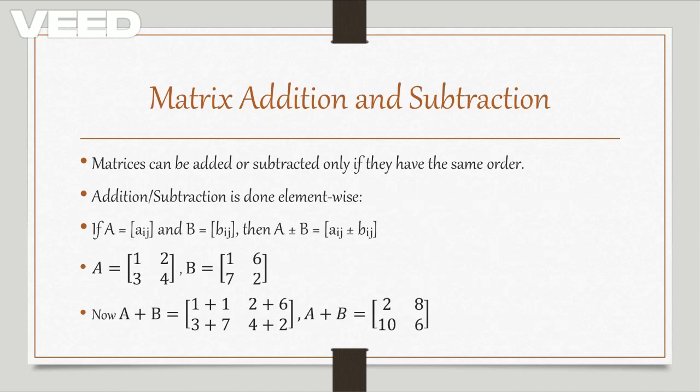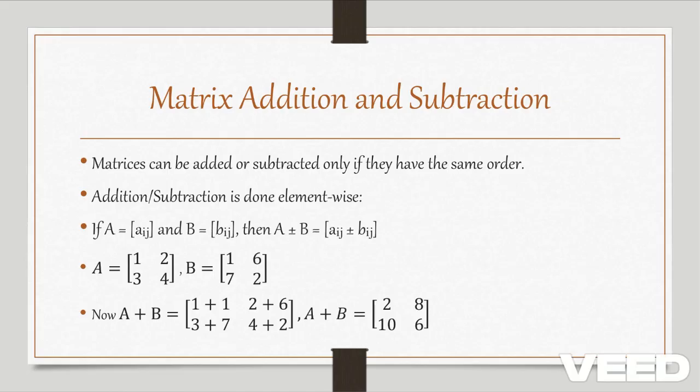Matrix addition and subtraction. Matrices can be added or subtracted if they have the same order. We will do the addition and subtraction element wise. Now we have here an example where A equals 1 2 3 4, B is 1 6 7 2. Now we perform addition as 1 plus 1, 2 plus 6, 3 plus 7, 4 plus 2. Now you know the adding. We will do subtraction in the same way.